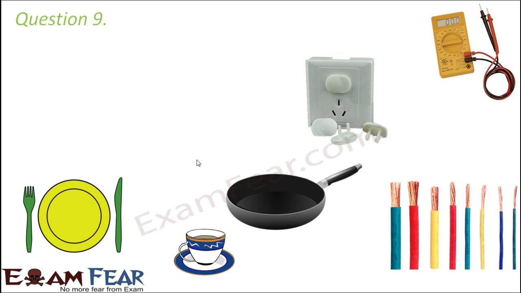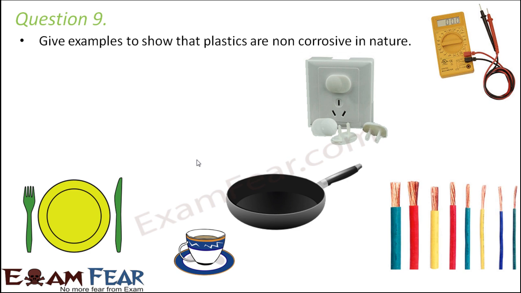Question number 9. Give examples to show that plastics are non-corrosive in nature. Now, since plastics are non-corrosive, that is, they do not react with oxygen or air to form new products, there is no rusting or anything like that on plastic. That is why it is actually used in making so many kitchen wares, so many utensils. Not only that, it is also used for the outer covering of the electric wires, the electrical outlets.